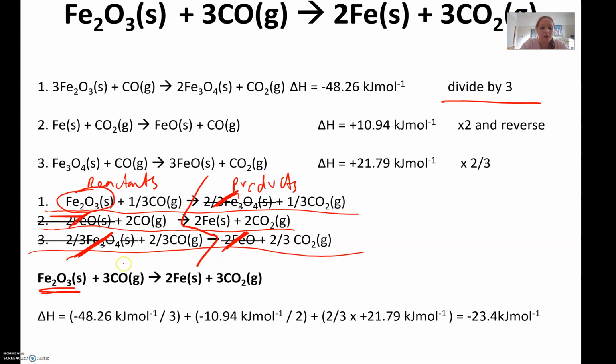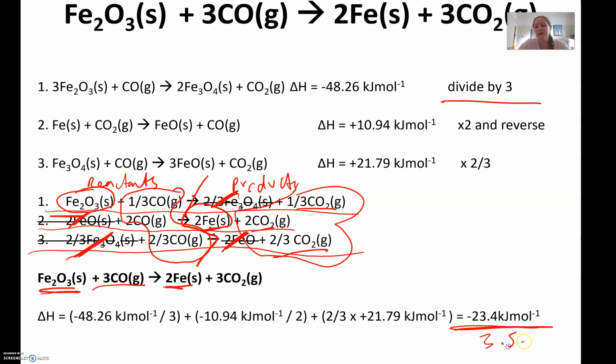Now let's look at this CO. So we've got on the reactant side 1/3 CO plus 2 CO plus 2/3 CO, which makes 3 COs, and then we've got no COs on the product. So that's perfect. So these all add together to give the amount we want. And then when we look on the product side, we've got 2 Fe, which we want, and then the final thing is 3 CO2s. And again, you've got the third CO plus 2/3 makes 1, and 2 makes 3, and we've got our desired equation. So now we just add up all of our values and give our answer to 3 sig figs.